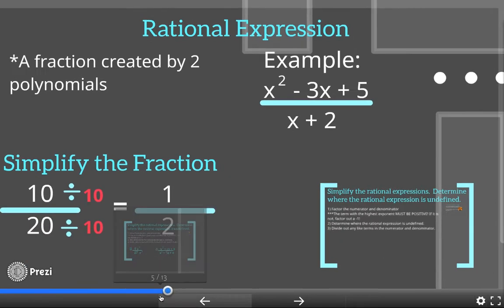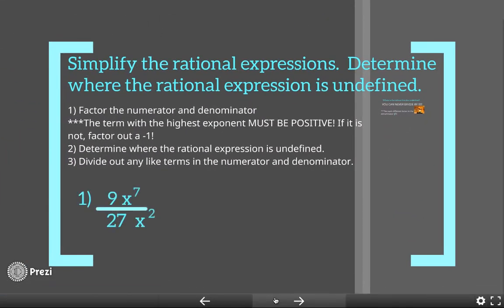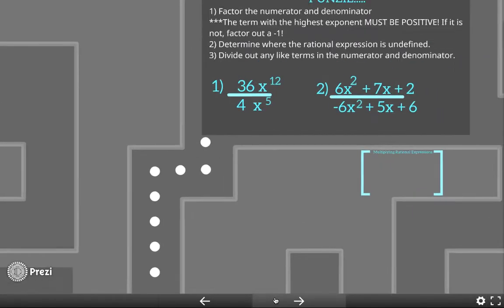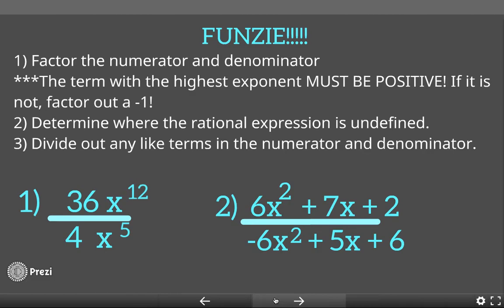Okay, so skipping ahead again. To figure out how to simplify a rational expression, go ahead and pause the video and watch example problems 1 and 2. This is the funsy, so you have to wait for it.